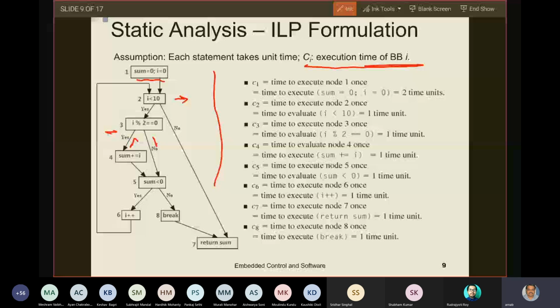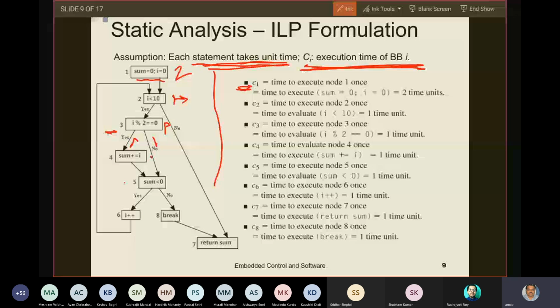Given this, I find the execution time of each basic block. Basic block 1 has just two statements, and for simplicity of our analysis, we have assumed that each statement takes 1 unit of time. This is not the actual case. So basic block 1 takes 2 units of time, and all other basic blocks take 1 unit of time.